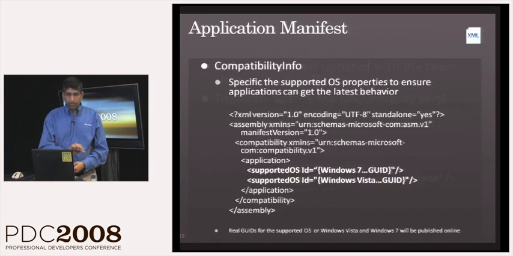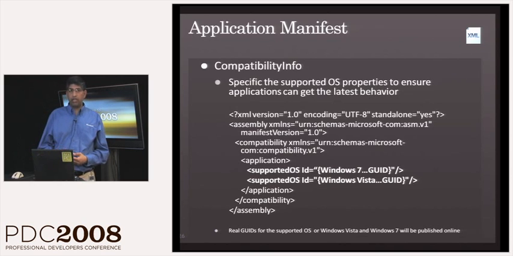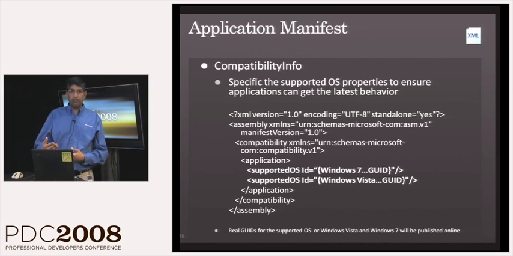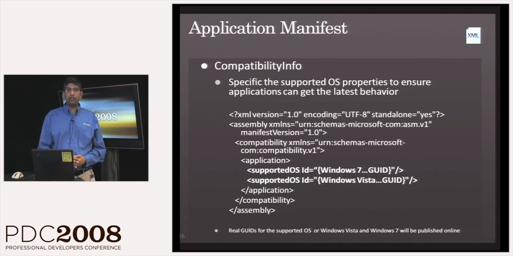The second part about the application manifest, for Windows 7, we have introduced a new section called the compatibility info. What does this do? Basically, this is the part where you can decide whether you want the legacy behavior for your application or the new Windows 7 behavior for certain APIs. So here you can declare what OS IDs you support. Suppose you have tested your application on Windows 7 and you want all the latest behaviors. You can add your supported OS ID to be the Windows 7 GUID.